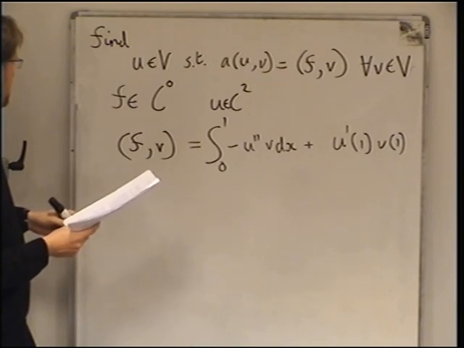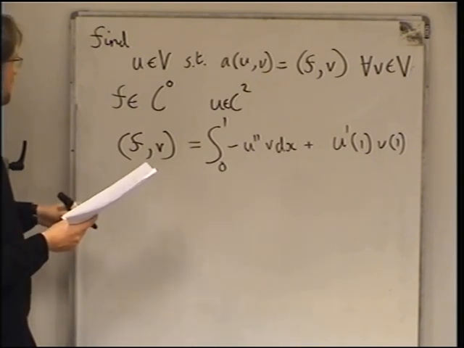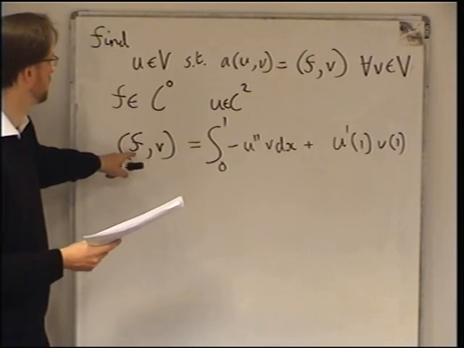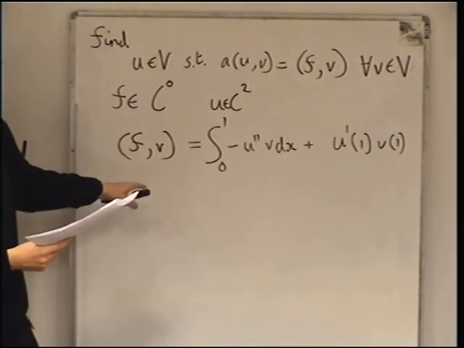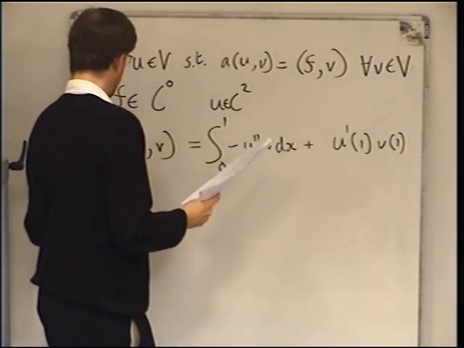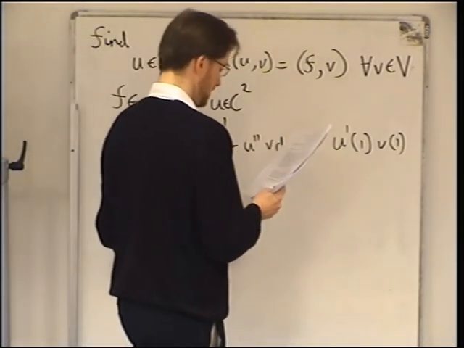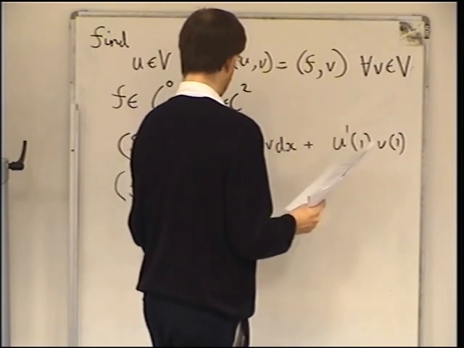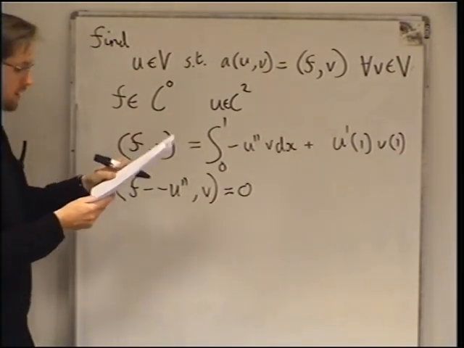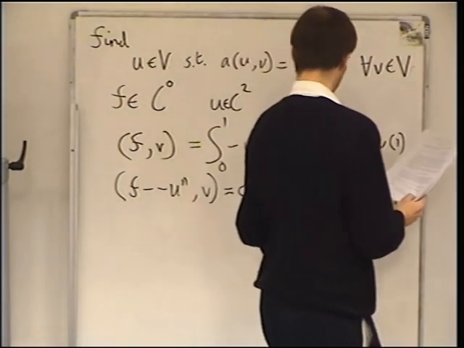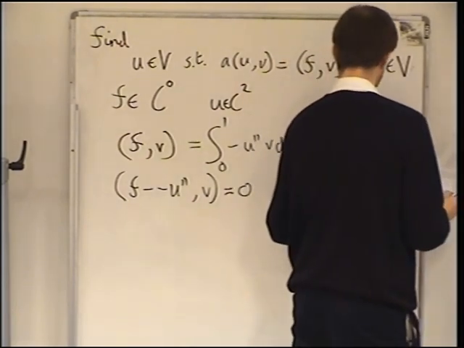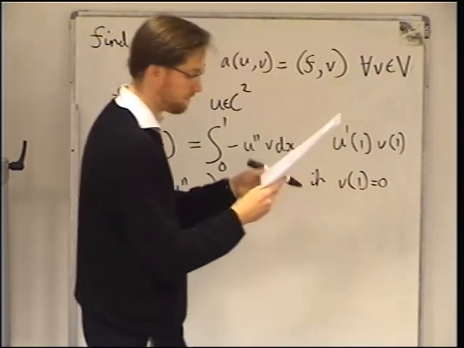So now what we can say is that the linearity of these integrals, or the inner product if you prefer, cuts in. So I can rearrange. So I get that the inner product of f minus u prime prime with v equals 0 for all the functions such that v at 1 equals 0. So there's a big if there.